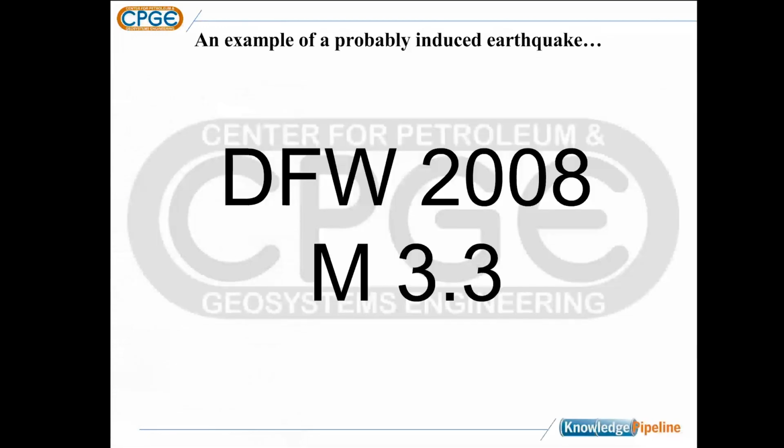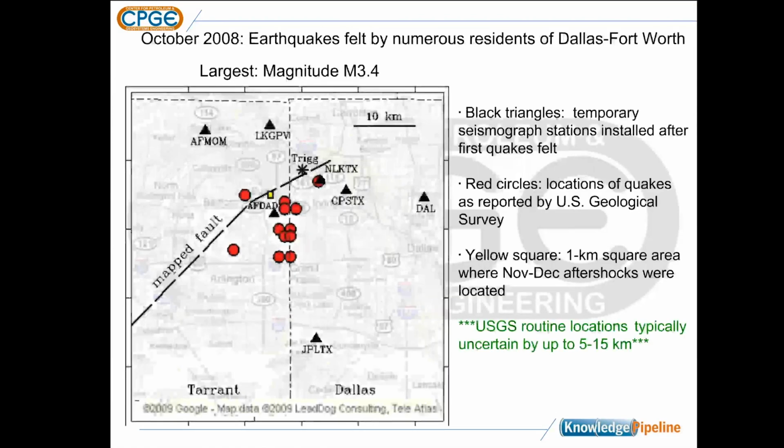Now I'm going to talk about a sequence of earthquakes that happened near Dallas-Fort Worth in 2008 and 2009. In fact, on Halloween night in 2008, there were several earthquakes that occurred. On the map here, we have Dallas County on the right, where the city of Dallas is, and Fort Worth is in Tarrant County. This is 10 kilometers. The red circles are earthquakes that the U.S. Geological Survey located in 2008.